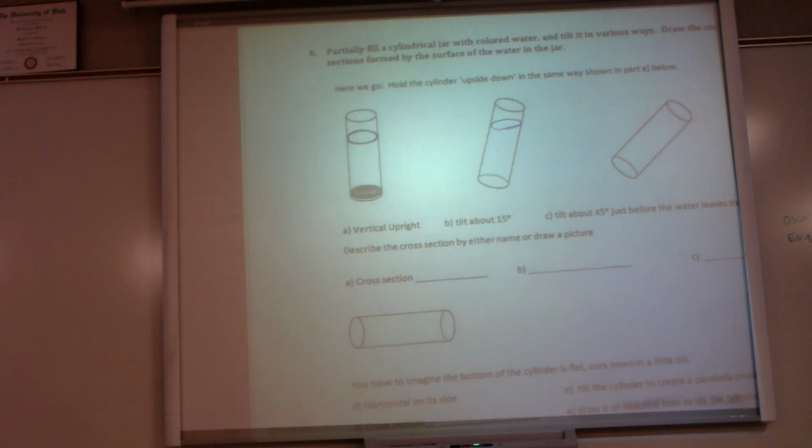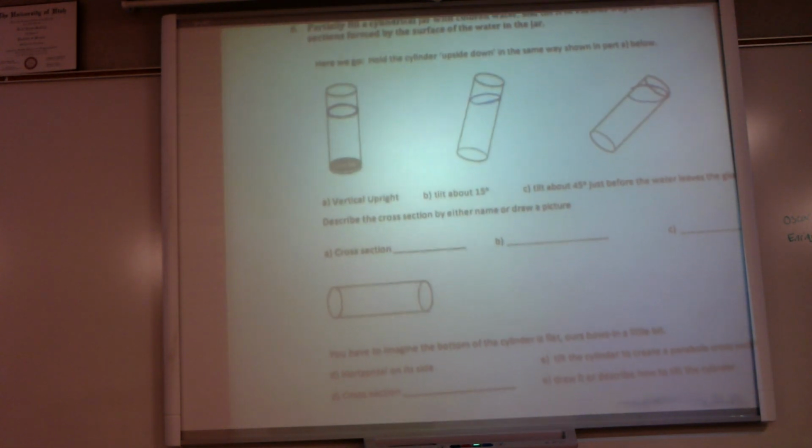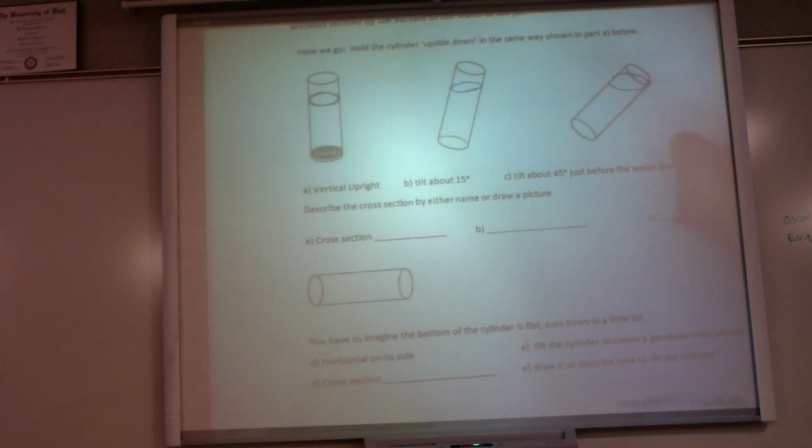Okay? Now, what's pretty cool here, this says till about 45 degrees, just before the water leaves the glass. Okay? So, if I were to do that, just before, so now it's like all the way on the edge here. Going to look something like that. Now what if it was contained and I did a little bit more? What we're starting to see here is that this is actually going to make a parabola.